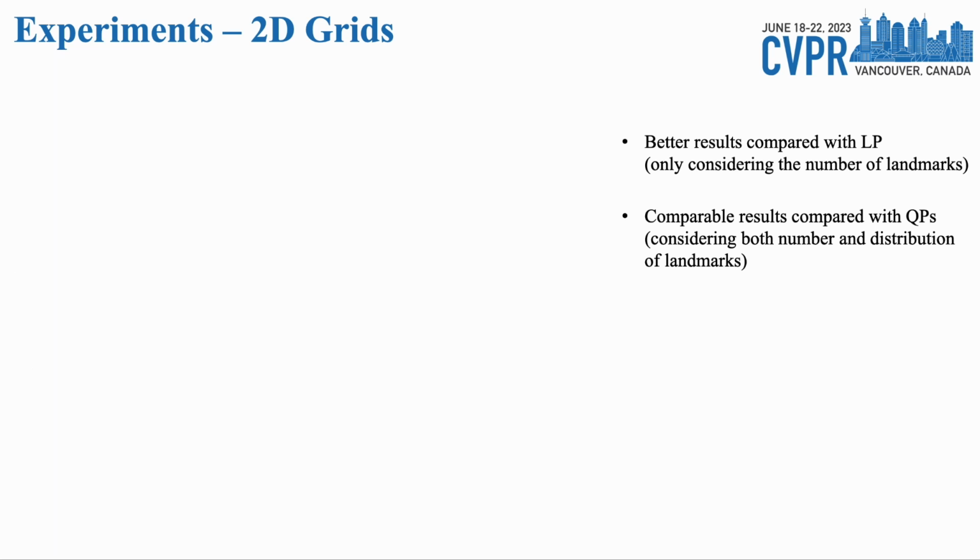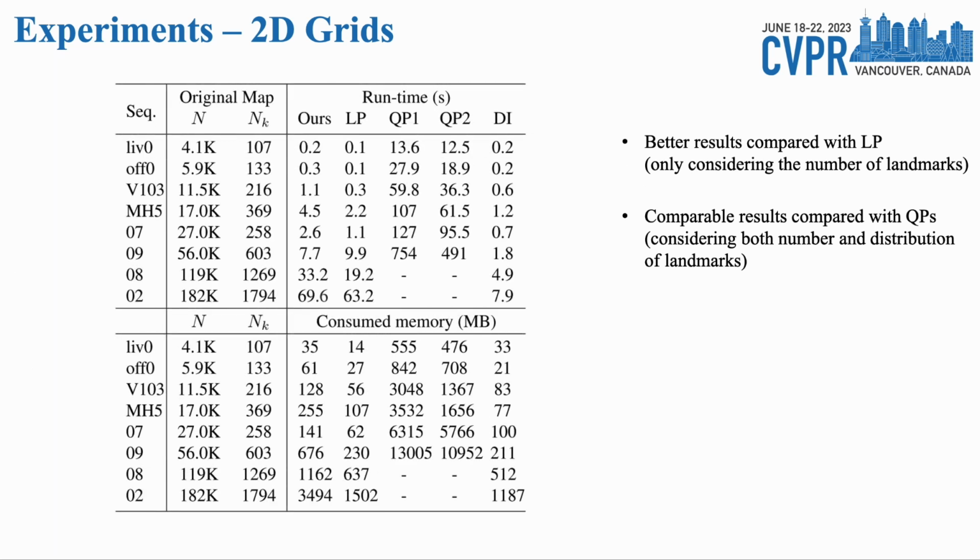Another superiority of our method is computational efficiency. Although quadratic programming also gets good results, it is very slow and consumes lots of memory. On our device, it cannot deal with the original map that consists of more than 60,000 landmarks. Formulating in a linear form, our method is much more efficient.